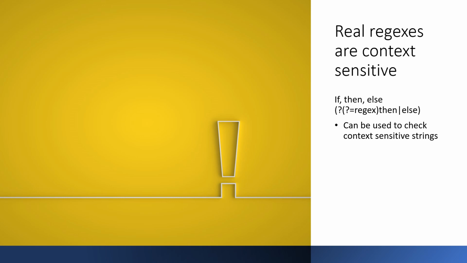a later point. Moreover, we can check for things that have previously occurred in the string using parentheses, lookbacks and lookaheads in real regexes, so that we can make context sensitive strings using real regexes. Moreover, this shows that real regexes are not only context free but also context sensitive, and context sensitive grammars can be modeled using real regexes.